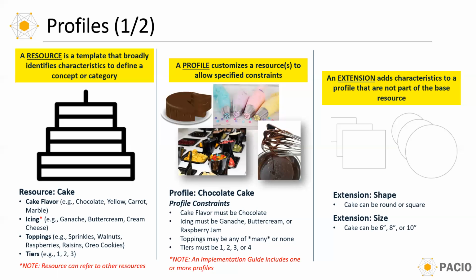A resource also can include a reference to another resource. For example, icing could be a characteristic of the cake resource and also be its own base resource in and of itself. The characteristics of the icing resource might be, for example, sweetener, including sugar, corn syrup, dextrose, etc., color, pink, green, white, etc., cream, cow's milk, coconut milk, butter, cream cheese, etc.